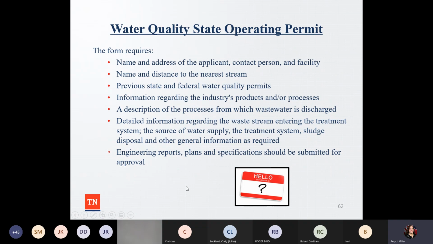So again, the form requires that you have contact information of the applicant, the name and distance to the nearest stream, previous state and federal water quality permits, information regarding the industry's products and processes, and again, a description of the processes from which a wastewater is discharged. And then detailed information regarding the waste stream entering the treatment system, the source of the water supply, the treatment supply, the sludge disposal, and other general information. And then engineering reports and plan specifications should be submitted for approval.